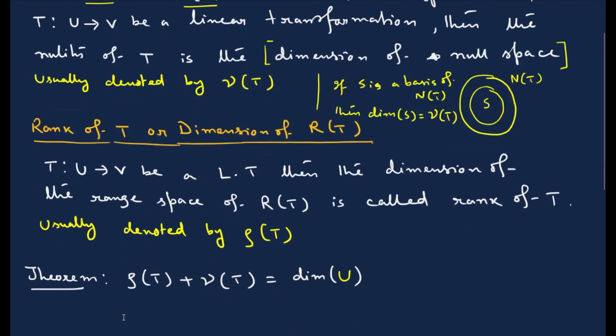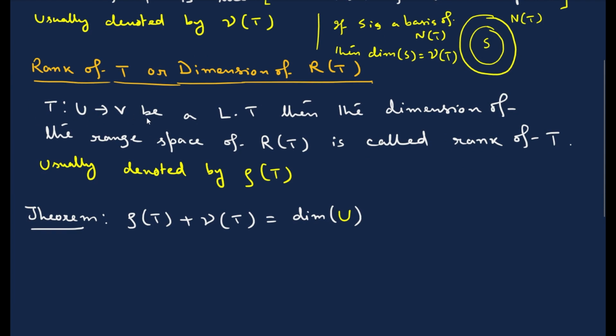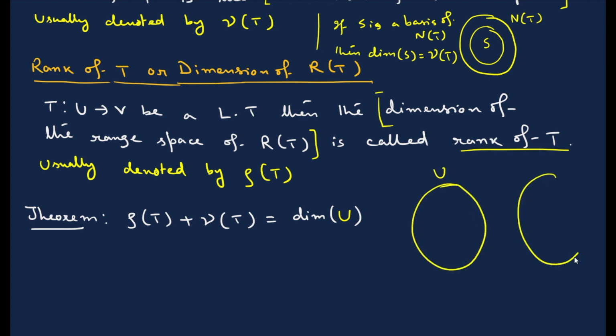Similarly, when we talk about range space, here also we have to take a linear transformation from one vector space to another vector space. Then dimension of range space is called what? Rank of T. So this is U, suppose this is V, T is a transformation, this is our range space R of T, and inside this, suppose S is a basis of R of T, then we have to check how many elements are there in S. That particular number of elements is called what? Rank of T.